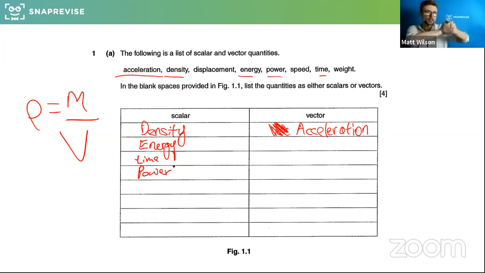What about speed? So it's going to be a mixture of AS and A level. Yeah, well done, everyone. So, speed, what's speed? Yeah, speed is a scalar. Can anyone think of a vector version of speed? Speed is a scalar. Is there an associated vector?